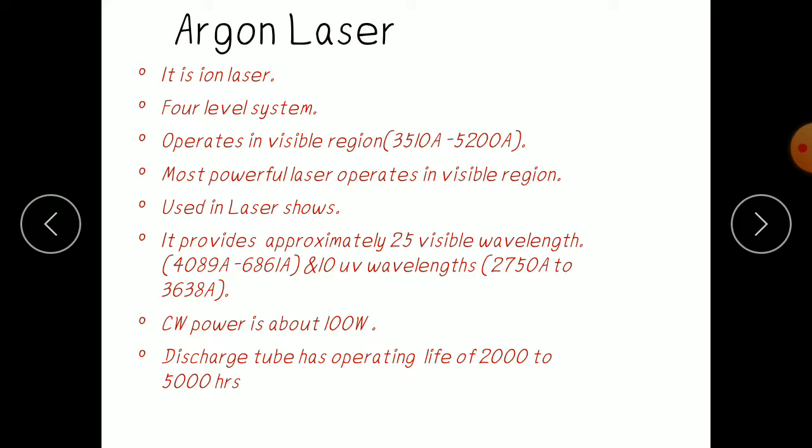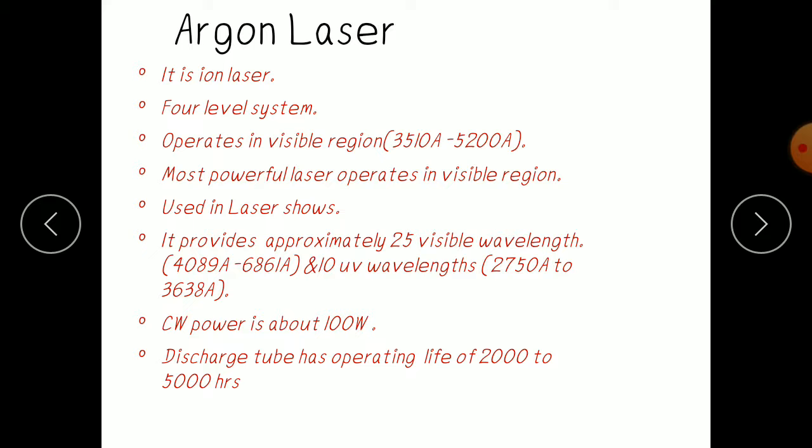This argon laser is operated in CW power, actually continuous wave mode, and the output power is about 100 watt. The argon laser discharge tube has an operating life of 2000 to 5000 hours. So this is the lifetime of the discharge tube, about 2000 to 5000 hours.